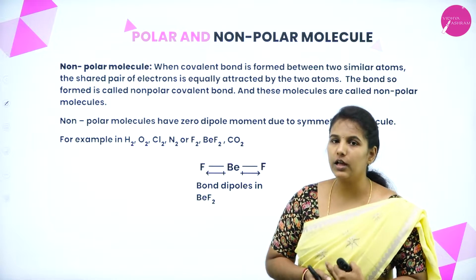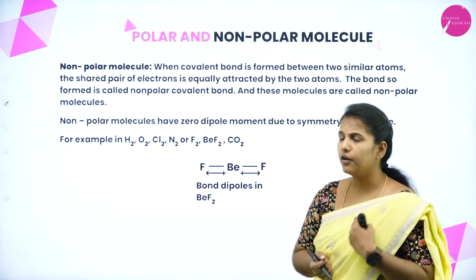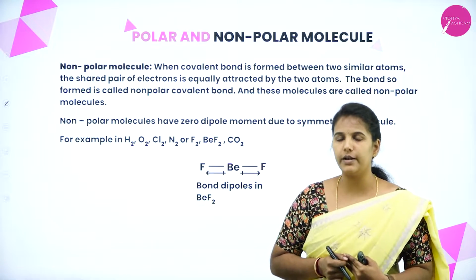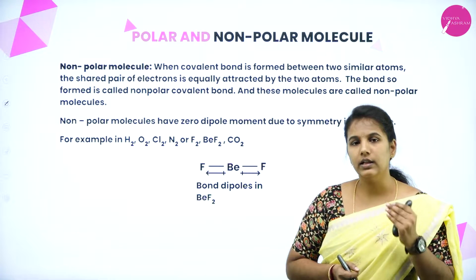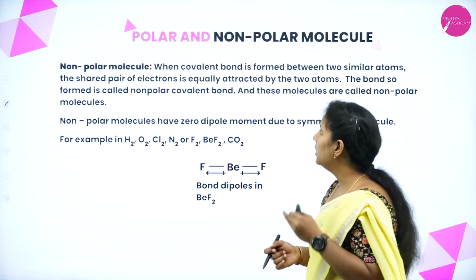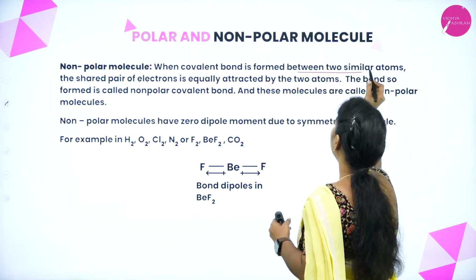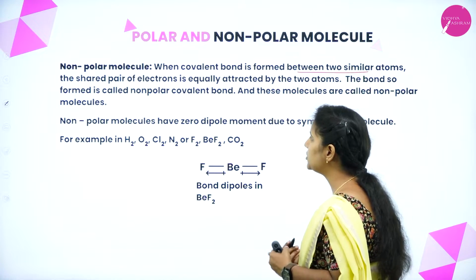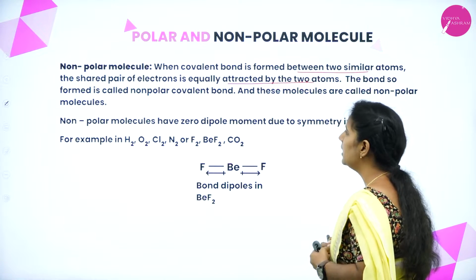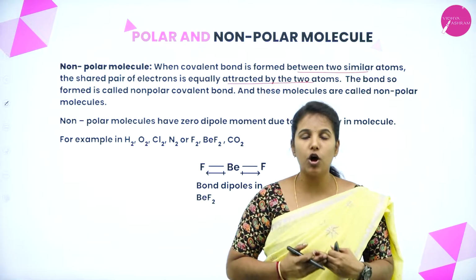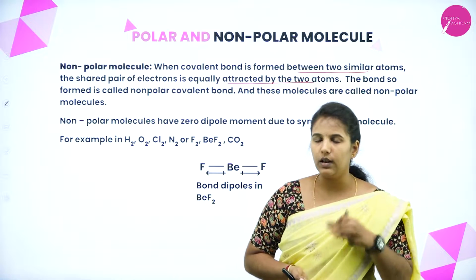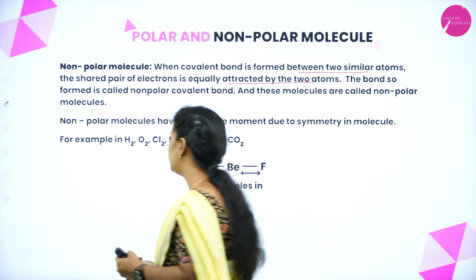Let's see what non-polar molecules are first. Non-polar molecules are formed because of the covalent bond, and usually they exist between similar molecules. When covalent bonds are formed between two similar atoms by a shared pair of electrons equally attracted by the two atoms, the bonds formed are known as non-polar bonds and the molecules are known as non-polar molecules. Here I have an example of hydrogen.